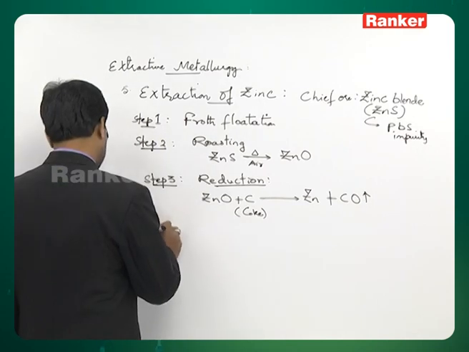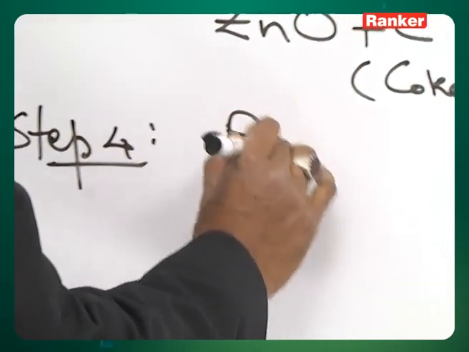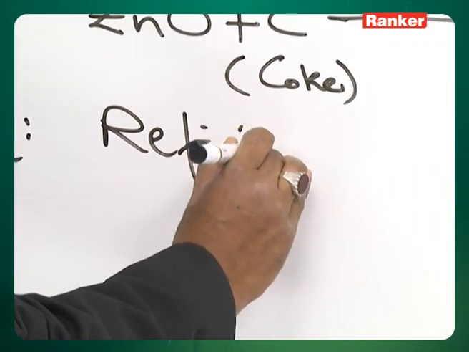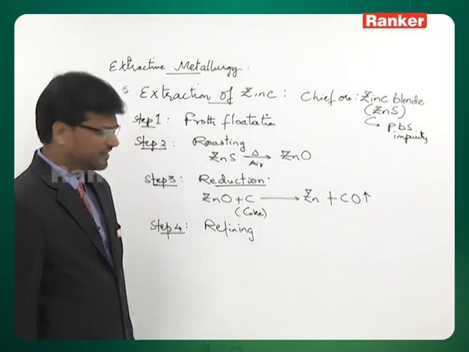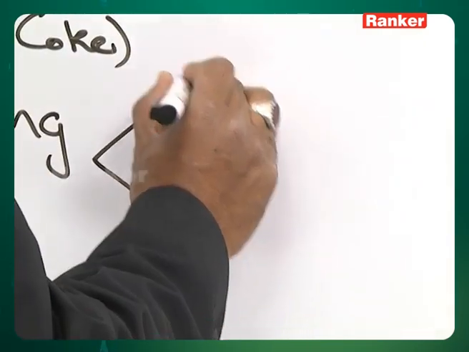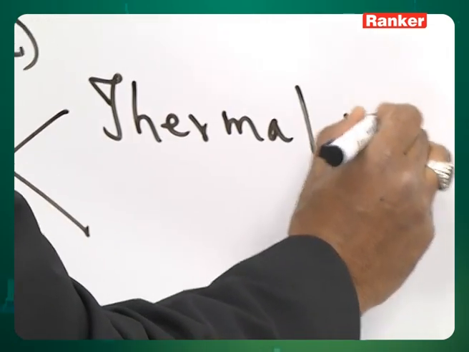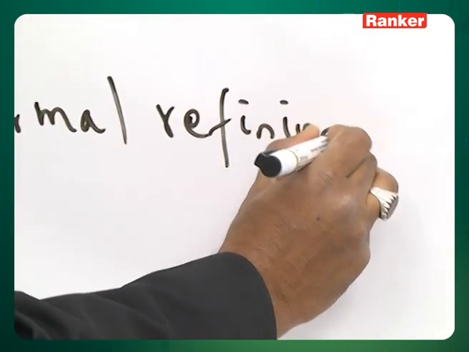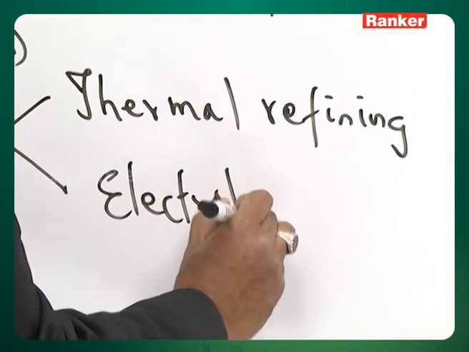Step 4. Refining. There are two ways you can refine zinc. A, thermal refining, and B, electrolytic refining.